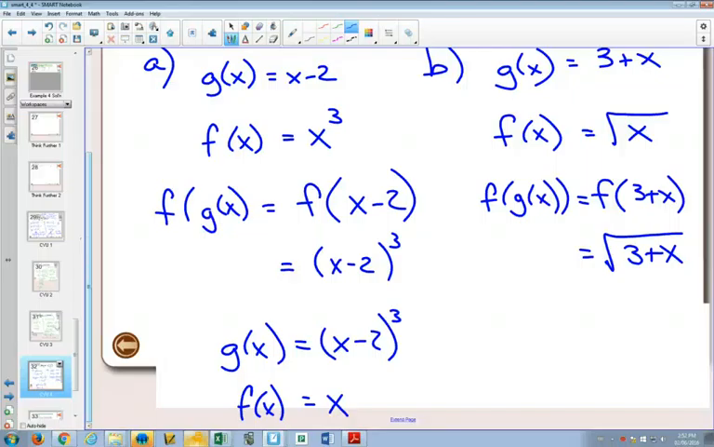Okay. Questions? But do try to see if you can see one function inside of another, because that will help you later on. 3, 7, and 9.